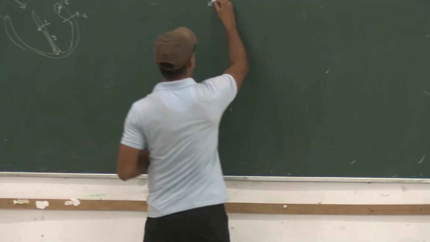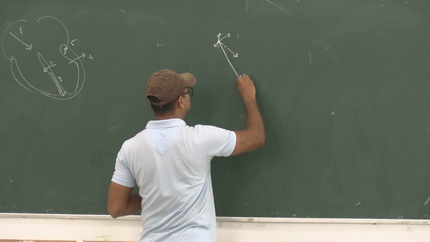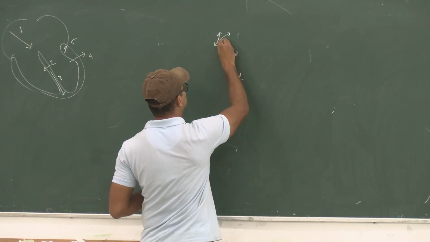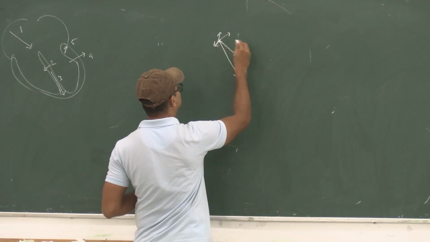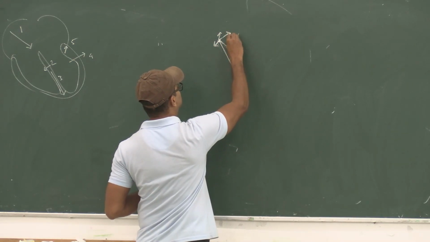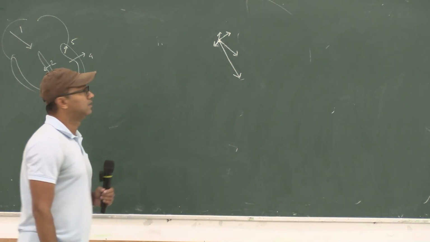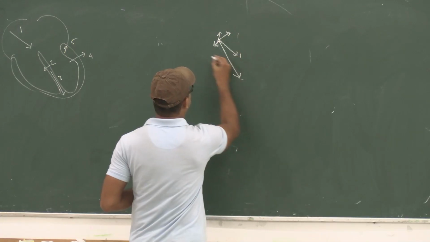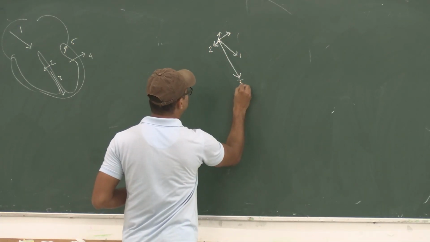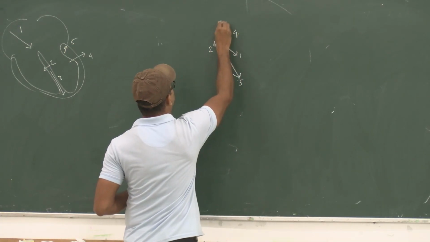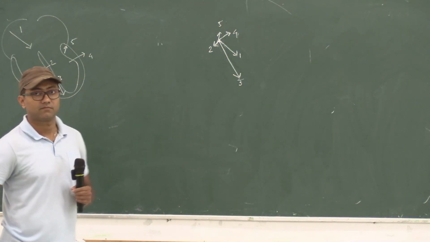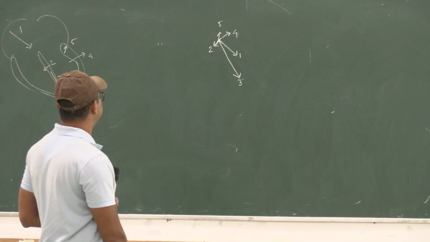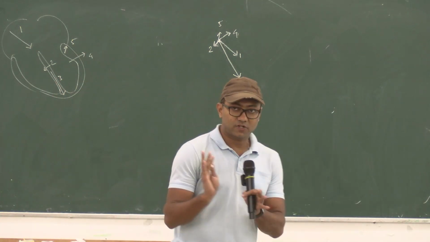So here are the vectors. Here are the vectors 1, 2, 3, 4 and 5. Now the direction of leads.